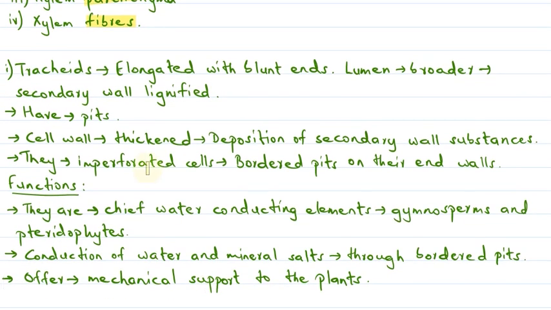So these tracheids, they are elongated cells having blunt ends, and the lumen is broader, that is, it is bordered with secondary wall lignified, and these tracheid cells have pits, and these pits may be either simple or bordered. The cell wall of tracheids is thickened due to the deposition of secondary wall substances. Okay, then tracheids are imperforated cells having bordered pits on their end walls, and they are arranged one above the other. Some of the main functions performed by tracheids are that they are chief water conducting elements present in gymnosperms and pteridophytes. So the conduction of water and mineral salts takes place through the bordered pits of tracheids, and these cells offer mechanical support to the plants.